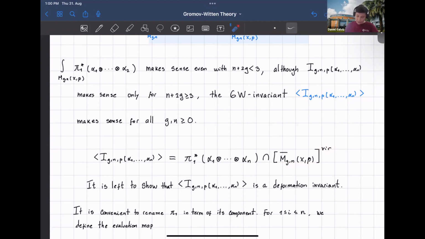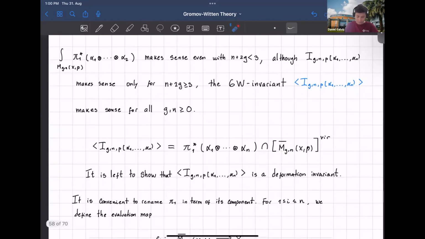This is left to show that if we consider the virtual fundamental class of the stable maps, then this invariant is the deformation invariant. I'm not going to do this, but you can prove it. You can read the proof in the books.